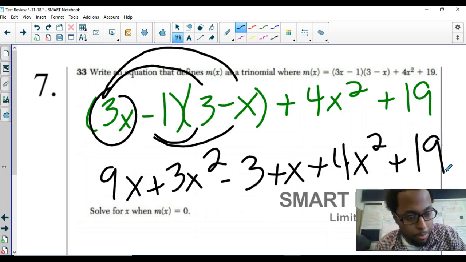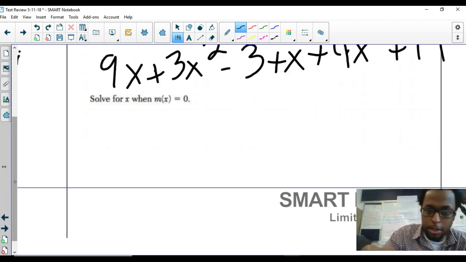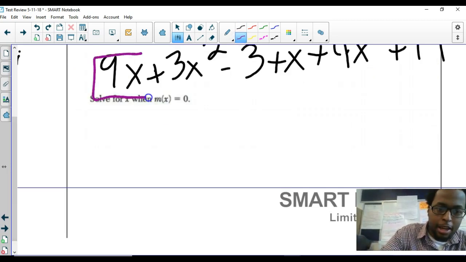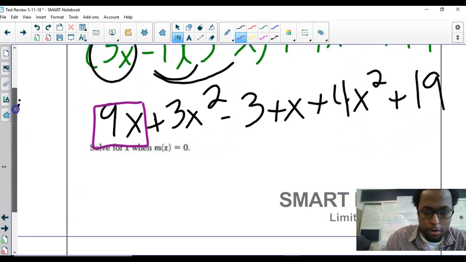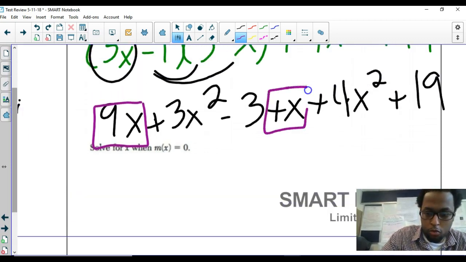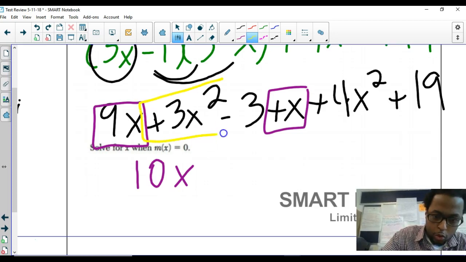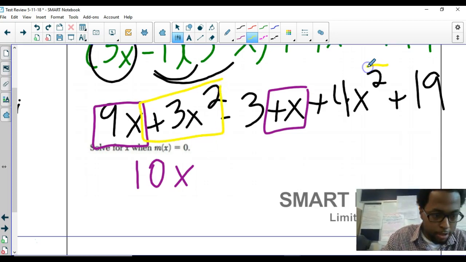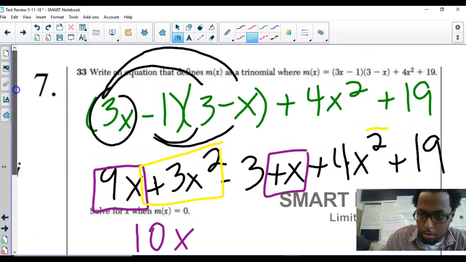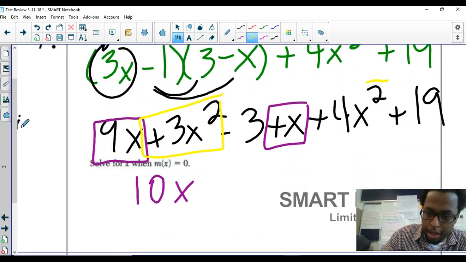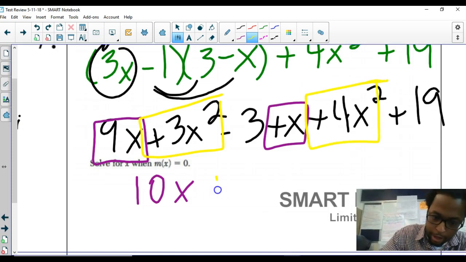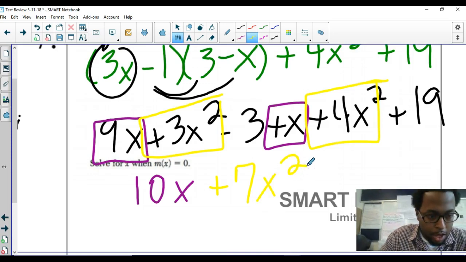Okay. Now I'm going to do some combining. I'm going to box them so you can see what I can combine. I can combine the 9x with x. 9x and x is 10x. Okay. I can combine this with this. Oh, actually, am I doing it wrong? Okay. I could combine that with that. I can get plus 7x squared.